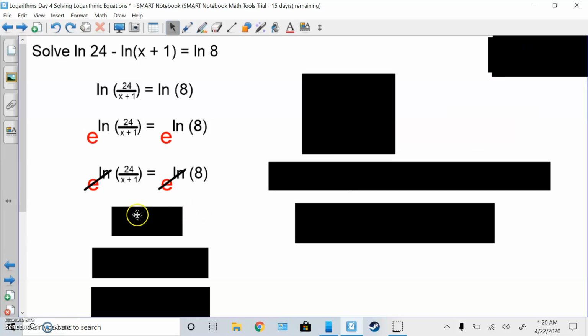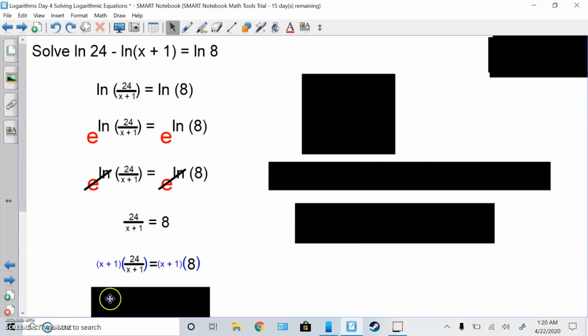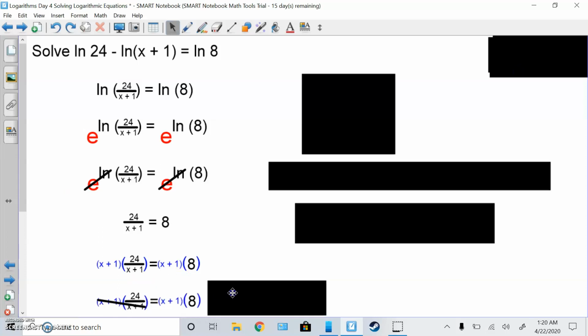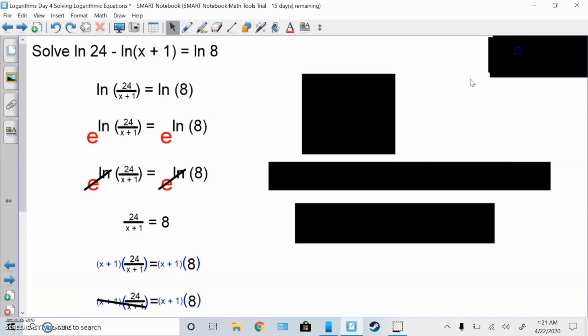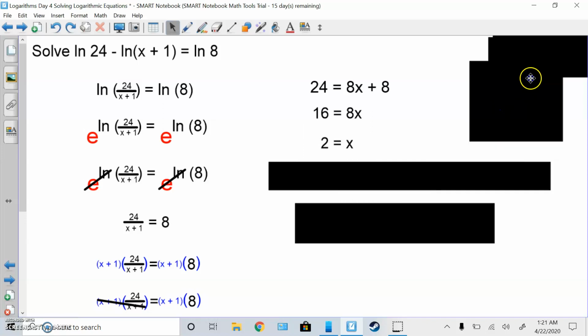So all we have now is 24 over x plus 1 equals 8. We solve this as a fraction: get rid of the fraction by multiplying by the denominator on both sides. The denominator crosses on the left side, this is 24 on the right side, and you're going to have to distribute. Once I distribute, I get 24 equals 8x plus 8. This is linear, so you do not have to set it equal to 0, although you could. I'm just going to get x by itself, so I'll subtract 8 on both sides. Then I divide by 8, and I get x equals 2.